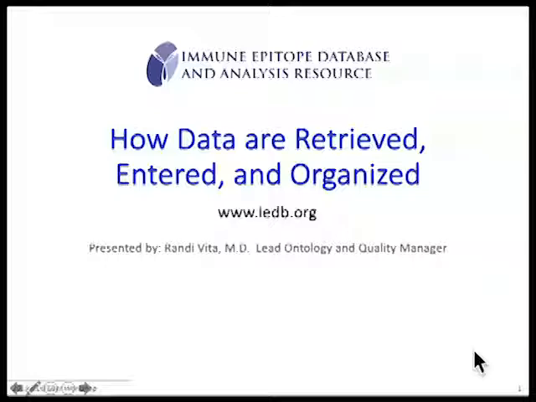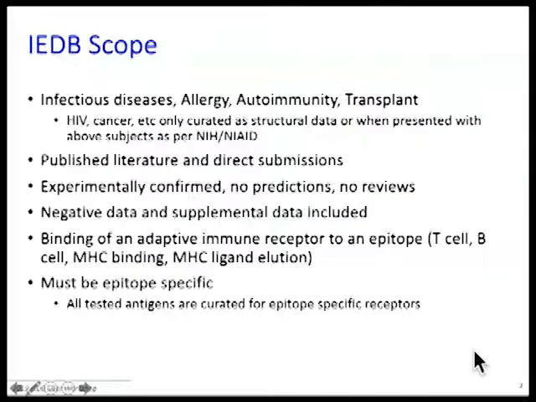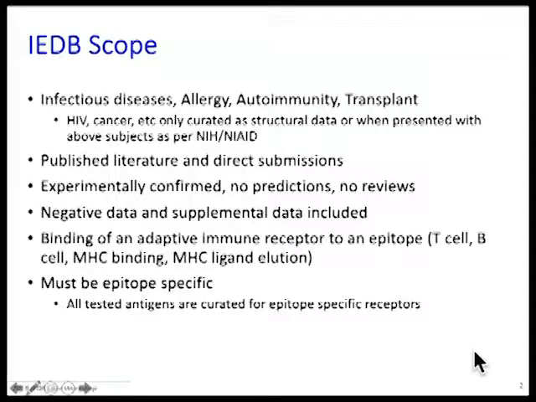I'm going to talk about how we get the data and put it into the IDB. So all that data that you're searching, you can see where it comes from and how we organize it. So the scope of the IDB, I think I probably mentioned this, is infectious disease, allergy, autoimmune, and transplant. But I want to say that we do have HIV and cancer data for certain situations.